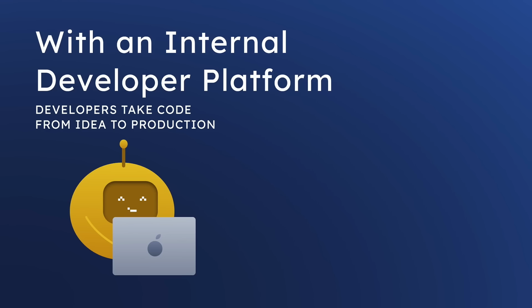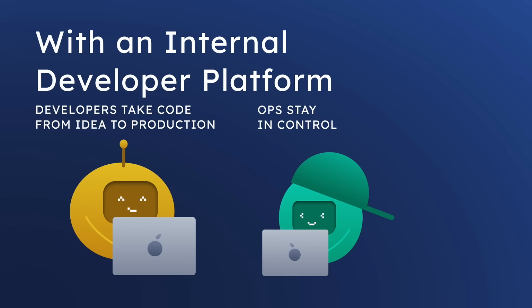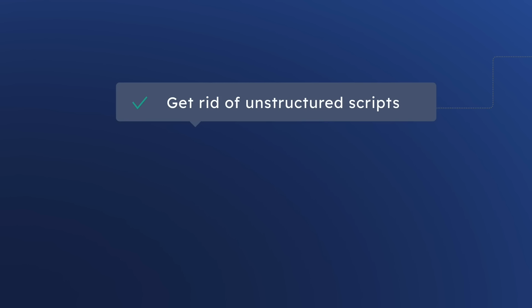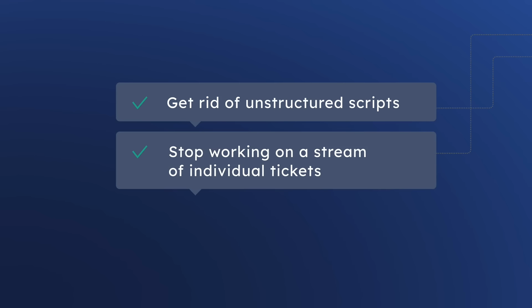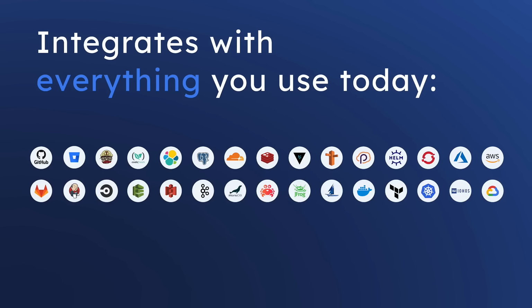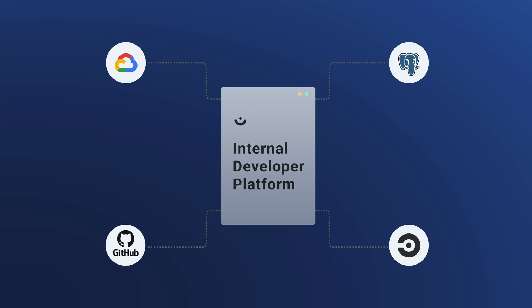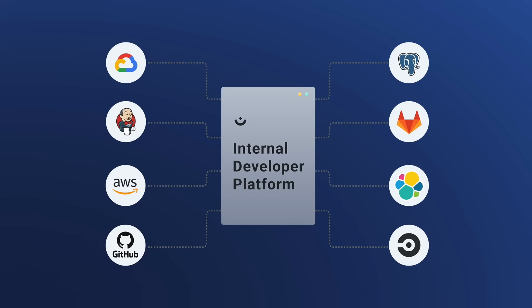In summary, with an internal developer platform, application developers can take code from idea to production, while you, as the DevOps team, stay in control. This frees you up from maintaining unstructured scripts and working on a never-ending stream of tickets from your developer colleagues. Your internal developer platform integrates with all the tools and tech you use today, and it can scale from a couple of managed clusters in the cloud to hybrid cloud setups, depending on an array of databases and managed services.